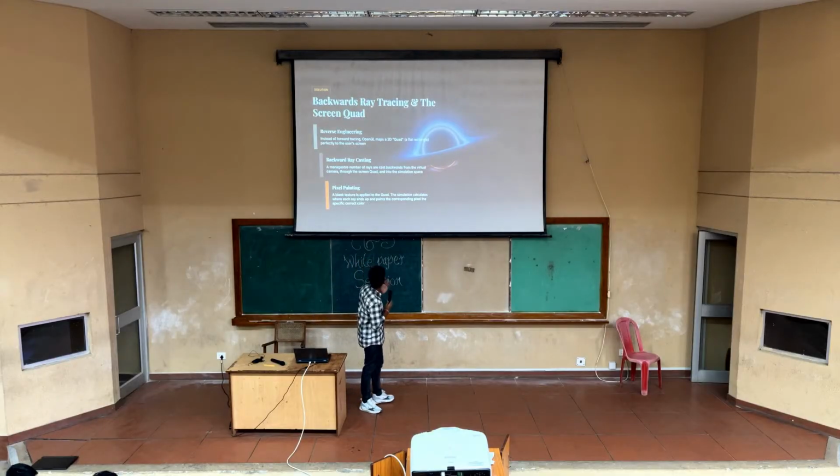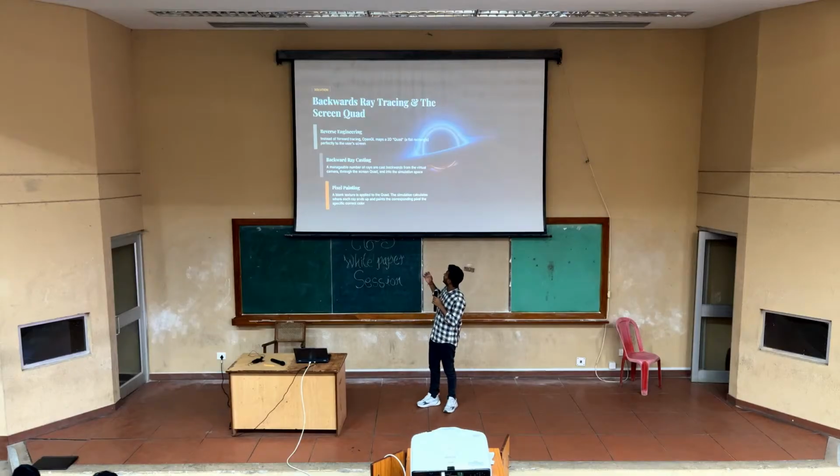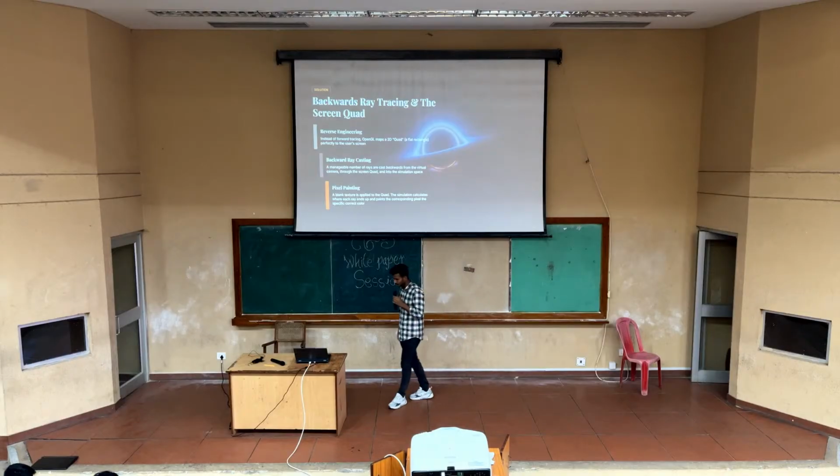The solution is backwards ray tracing. What we do is we map a 2D quad, that is a flat rectangle, to the user's screen, and we cast rays from our eyes and then see the reaction of the light rays with the black hole, and then we paint the pixels according to how they behave in the black hole.